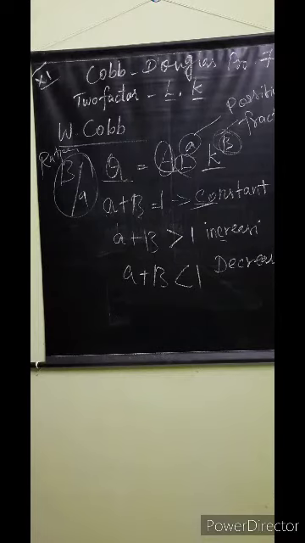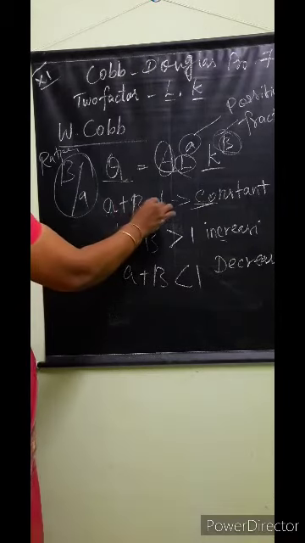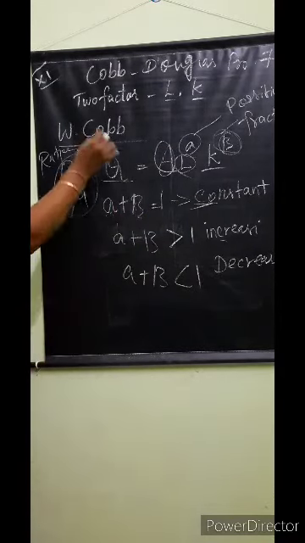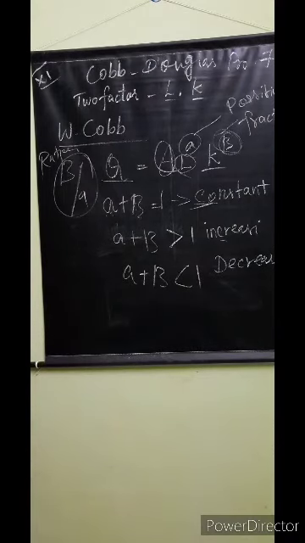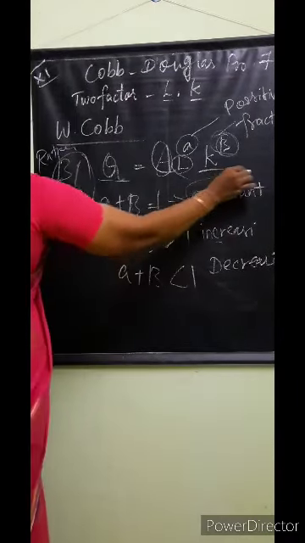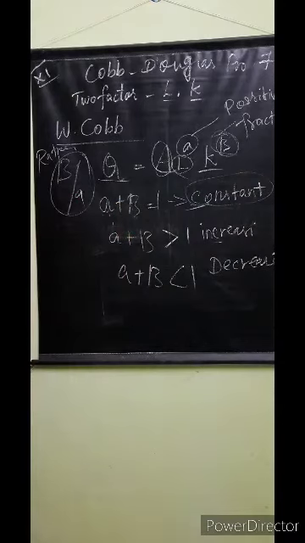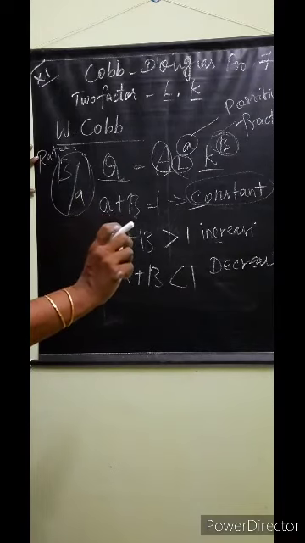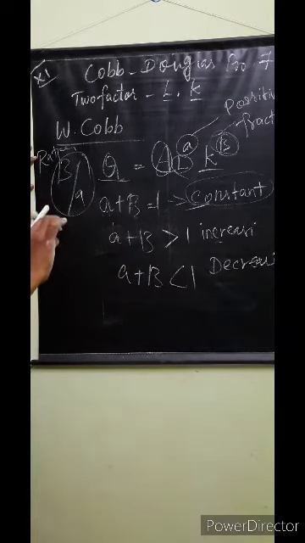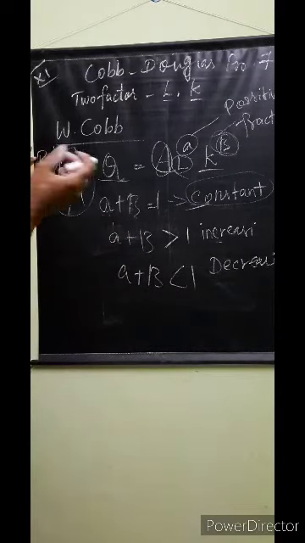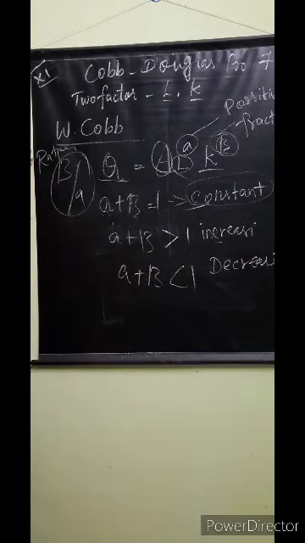So alpha plus beta is equal to 1, the Cobb-Douglas production function insists only on constant returns to scale. So they consider only the two factors, and also they have made a specific measure for the inputs, how much they are putting in as inputs and how much they are getting with the help of the inputs.